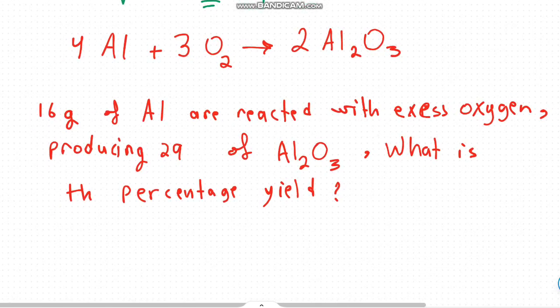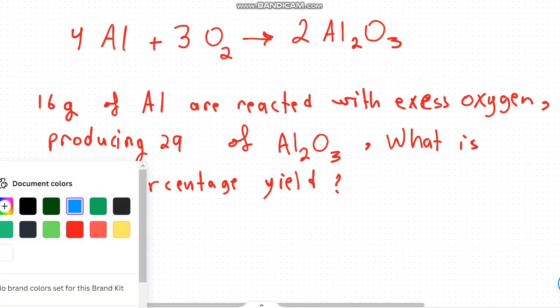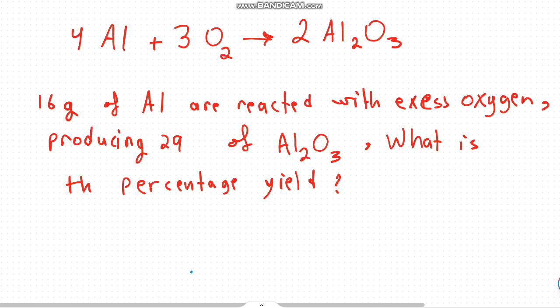Okay. The last question is about the percentage yield. This equation is already balanced. Then 16 grams of aluminum, underline it directly on the equation, write 16 grams. Make sure that this is not allowed, you have to convert it to moles. React with excess oxygen, so there is no need to use oxygen here, producing 29 grams of aluminum oxide. What is the percentage yield?